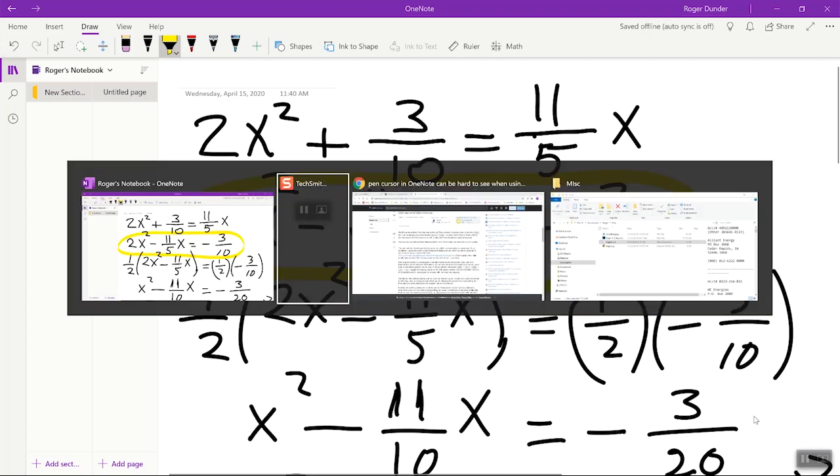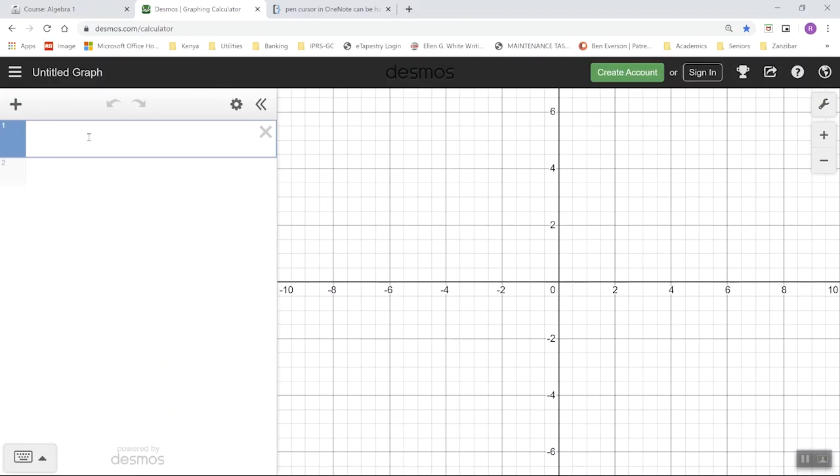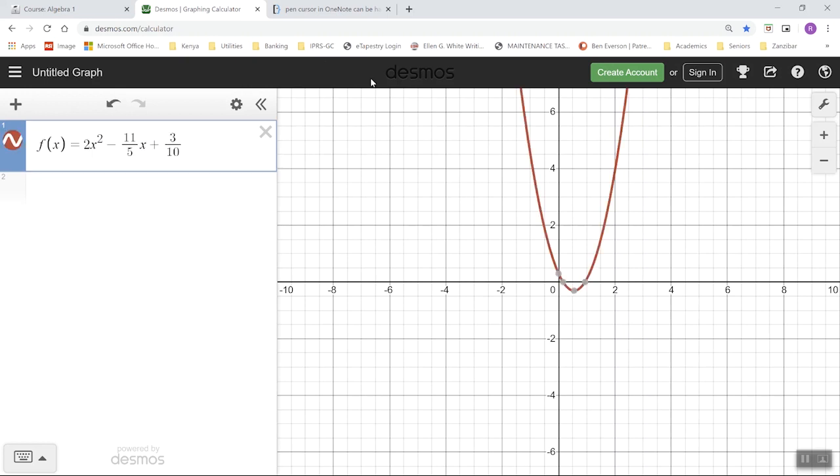So we want to switch ourselves over here to the Desmos graphing calculator. All right. So f of x. What's another word for f of x? Y, isn't it? But we can still write f of x. 2x squared minus 11 over 5x plus 3 over 10 equals f of x. And of course, we want to know, where is this equal to 0? Well, there are two roots, correct? Because you can see there are two x-intercepts. That's why we say there are two roots, two x-intercepts.